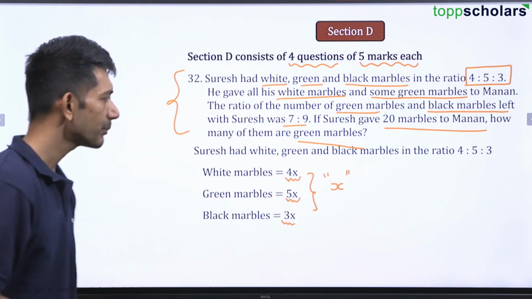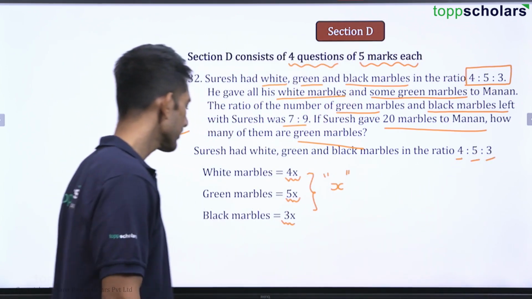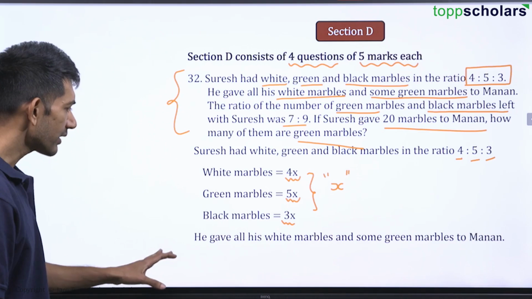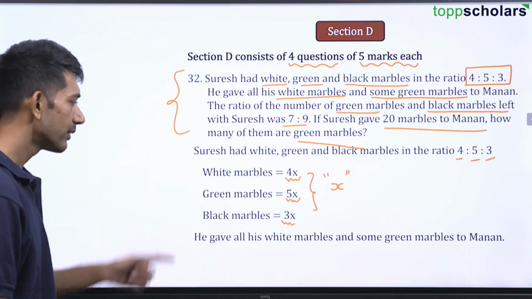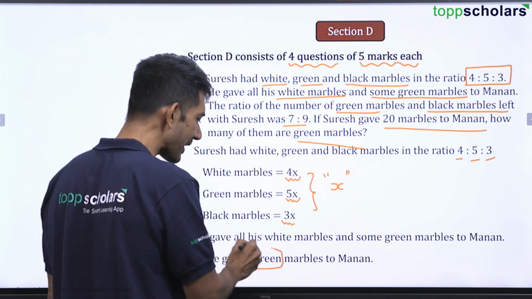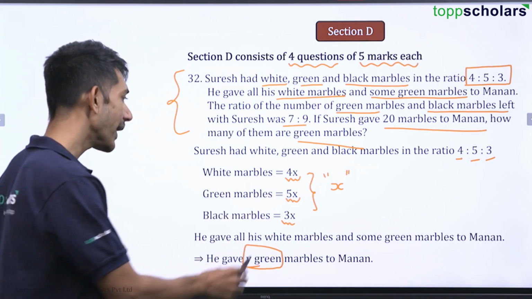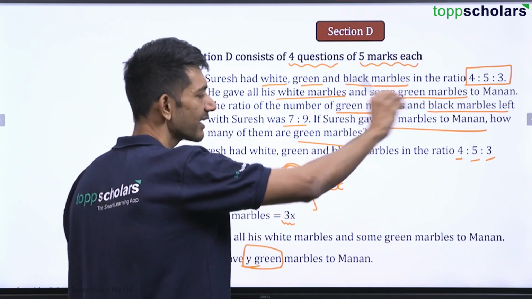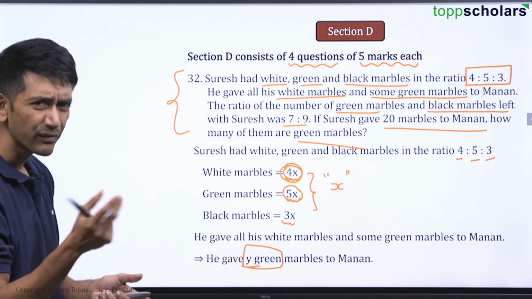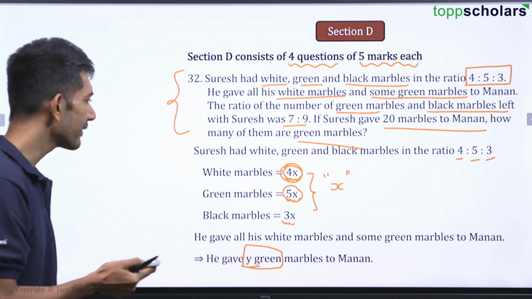So once we have the common multiple as x, white marbles 4x, green 5x and red 3x, black 3x. Okay, now understand. So here what is given? He gave all his white marbles, all, and some green marbles to Manan. So let us consider that he gave y green marbles to Manan, because he has not given all the marbles to Manan. White he has given all. So 4x he has given to Manan, but not all 5x. Some part of it, maybe 3x, maybe 2x, maybe 4x, we don't know. So let y green marbles be given to Manan.